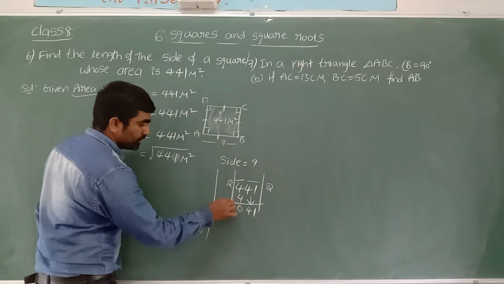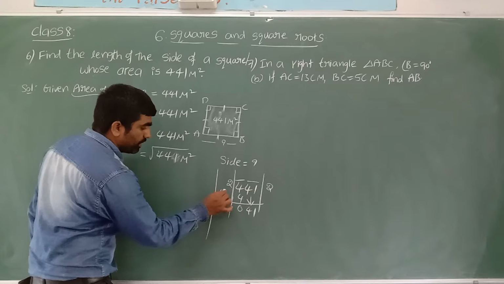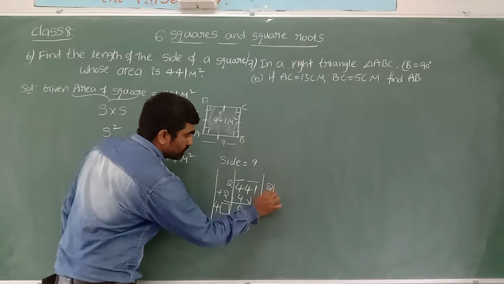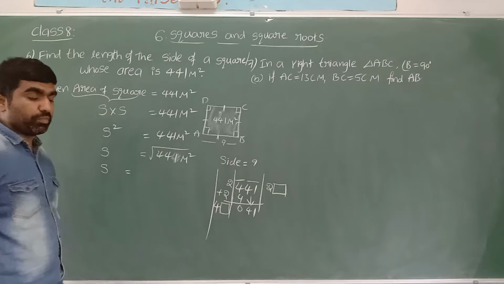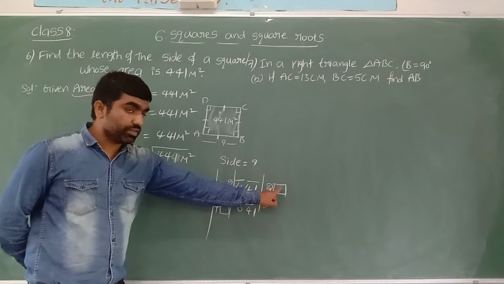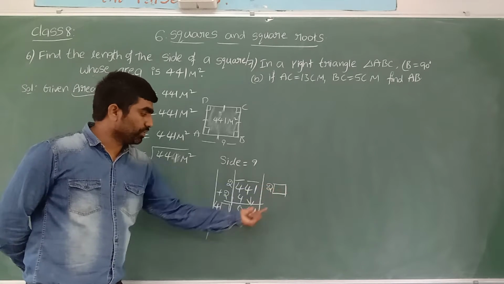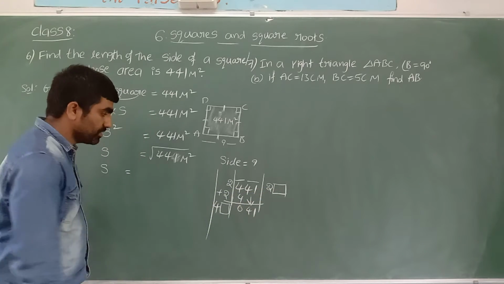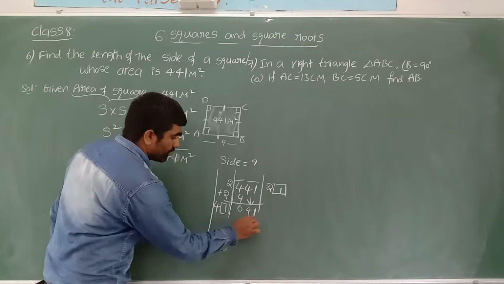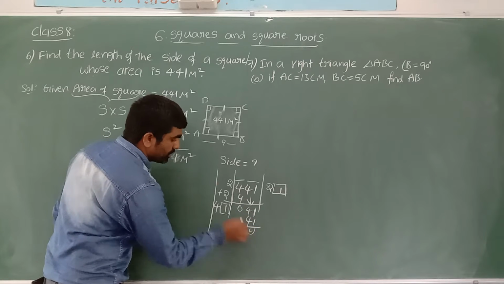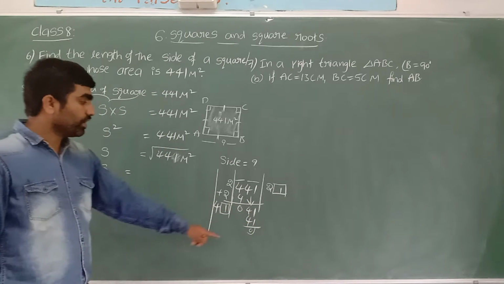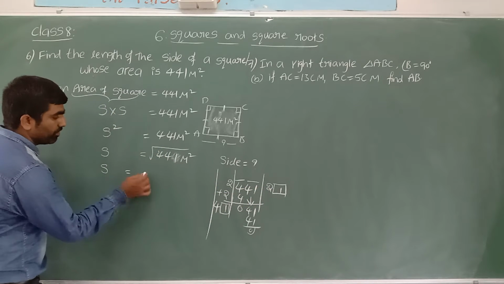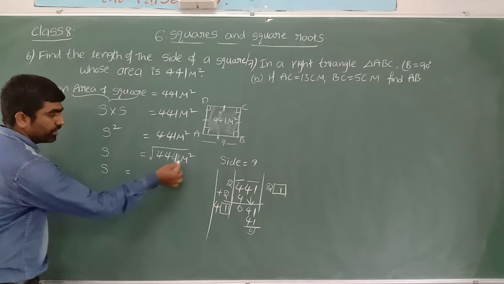41 is the new dividend. What is the new divisor? The quotient 2 added here gives 2 plus 2 is 4. Keep one box here and one box here also. Write the same digit in both the boxes. If I write 0, 40 into 0 is 0. If I write 1, 41 ones are 41, which gives the exact number. What is the remainder? 0. As the remainder is 0, it is a perfect square. So what is the square root of 441? 21.